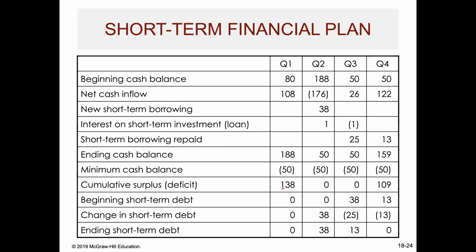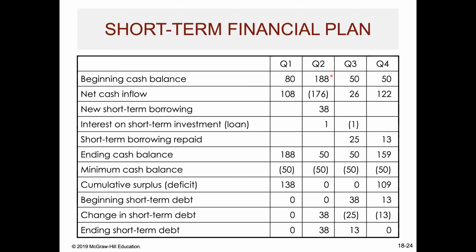Okay, so with that surplus, what will we do? Well, what we can do is we can invest it short term for that month or that quarter. And what we're seeing here is we make $1 million in interest over that time, but then we have to sell that short-term investment and use it in our second quarter.